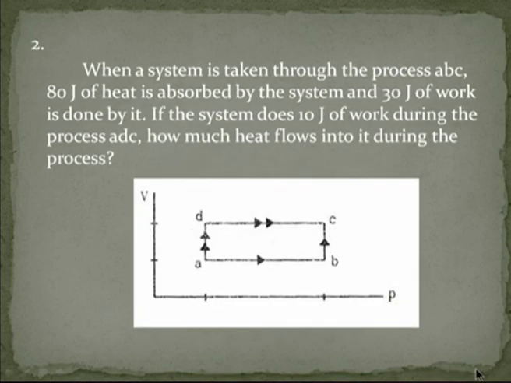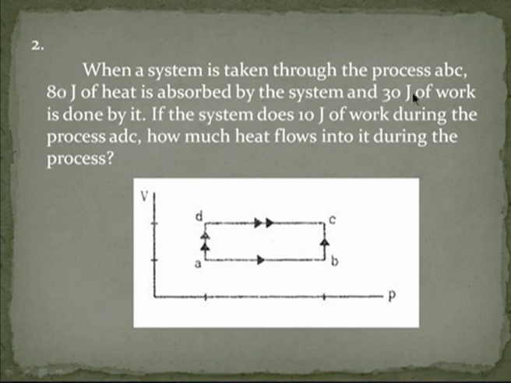Next, go to the next question. Here, 80 joules of heat is absorbed by the system and 30 joules of work is done by it. If the system does 10 joules of work during the process ADB, how much heat flows into the system during the process? Here the system is explained by an indicator diagram, with pressure and volume on the y and x axes respectively. The first process is ABC, and this first arrow represents the ABC process. In the ABC process, 80 joules of heat is absorbed by the system.